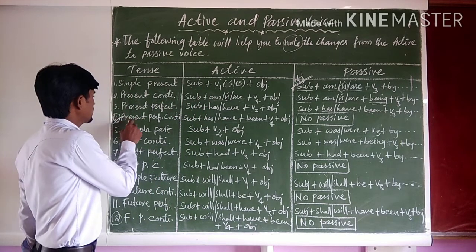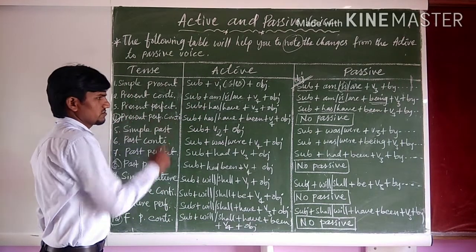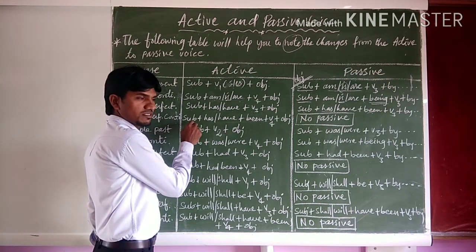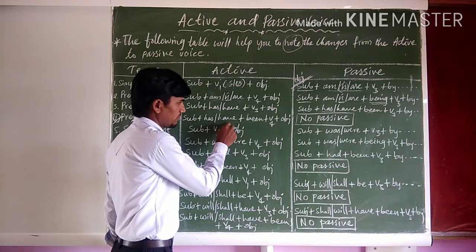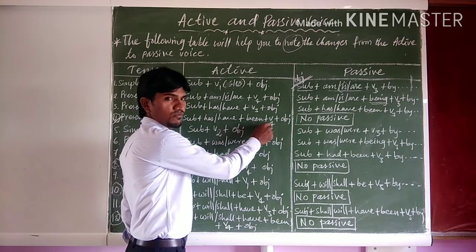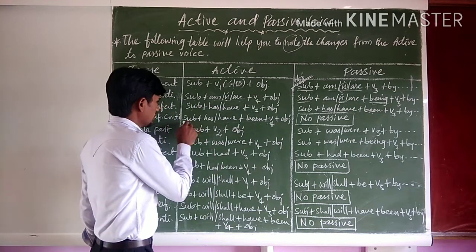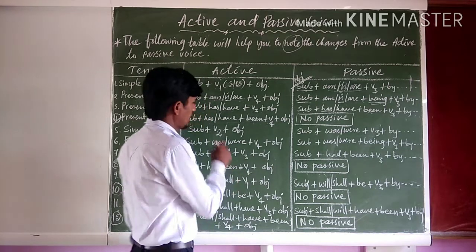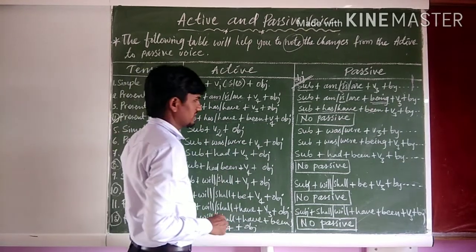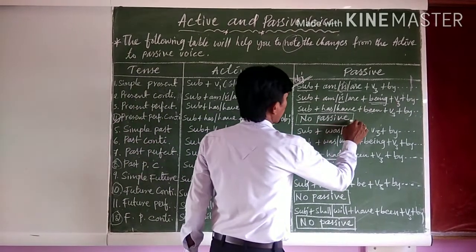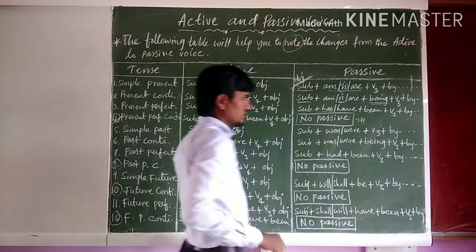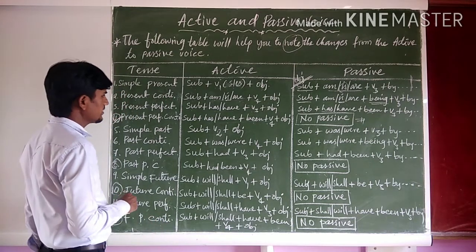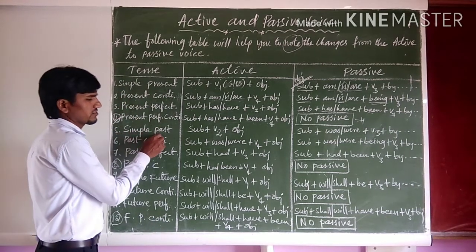Now coming to the present perfect continuous tense. The structure is subject plus has or have plus been plus V4 plus object. He has been writing a letter. This tense has no passive structure.